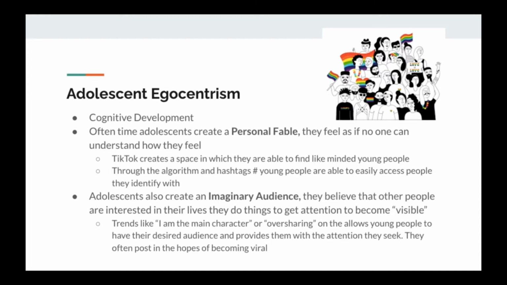Adolescents also create an imaginary audience. They believe that other people are interested in their lives, and they do things to get attention to become more visible. So we see trends like "I'm the main character" or oversharing on the app that allow young people to have their desired audience and provide them with the attention they seek. They often post in hopes of becoming viral influencers and gaining a larger audience so that they can have their main character moment.